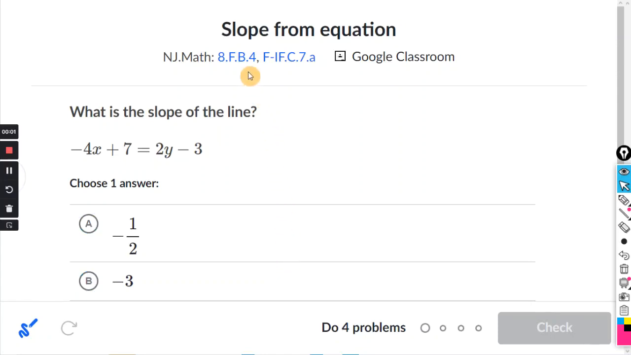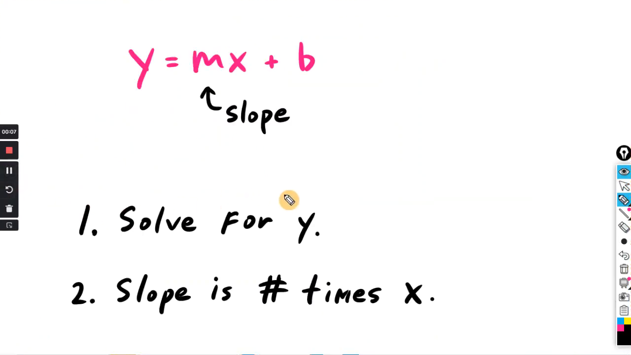This will be for the exercise, slope from equation. So for this exercise, we're going to be using the basic line equation, y equals mx plus b. And slope is represented by the letter m. It's going to be the number that's multiplied by x.